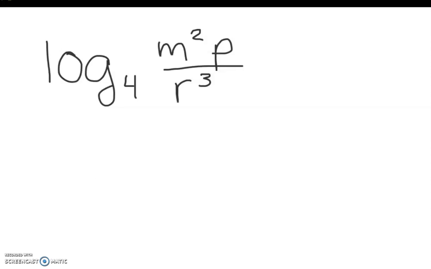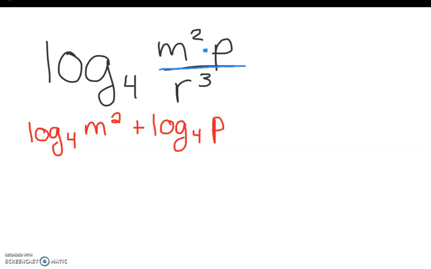Now we want to expand this and rewrite it in a longer, drawn out form. So remember, when you have multiplication, that means you're going to be adding. When you have division, that means you're going to be subtracting. So let's take a look at what this would look like. We always will write that base 4. It kind of gets tedious here. I've got log base 4 of m squared plus log base 4 of p minus log base 4 of r cubed. That just highlights that multiplication of the terms inside the log is addition of their separate pieces, and then of course division is subtraction.